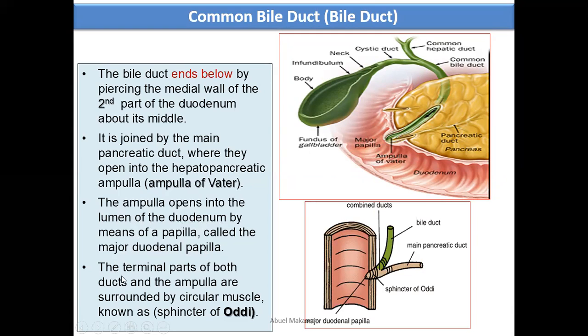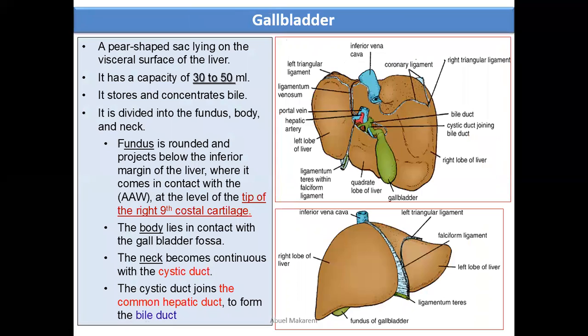The terminal part of both the ducts and the ampulla are surrounded by circular muscles, around which there is a sphincter-like action taking place. This is called the sphincter of Oddi. So this is the sphincter around the ampulla of Vater near the major duodenal papilla, so that it acts as a sphincter, and only whenever the required amount of bile is needed is it released. The pancreatic juice as well as the bile juice are released.